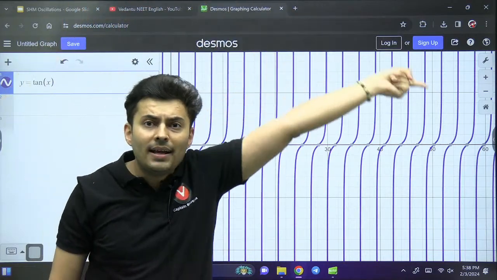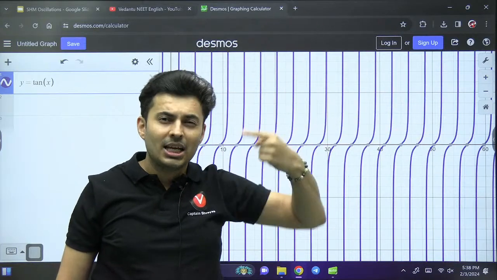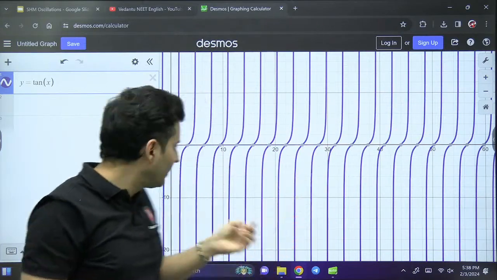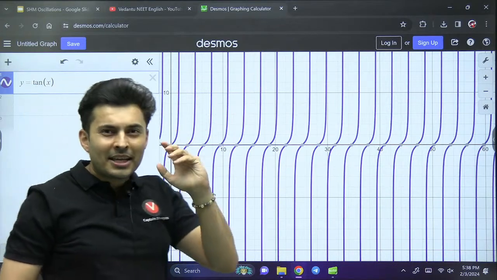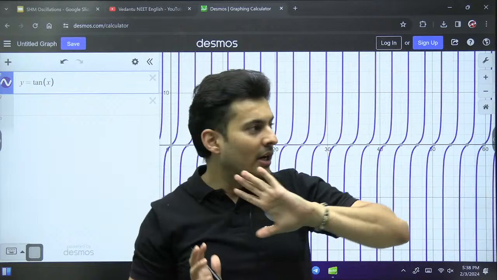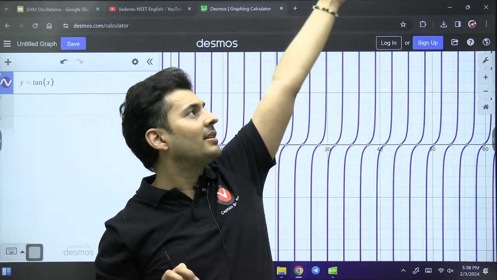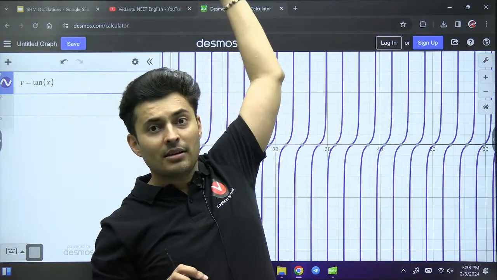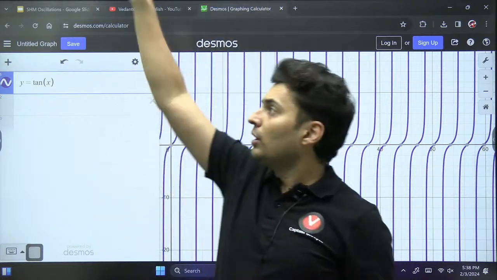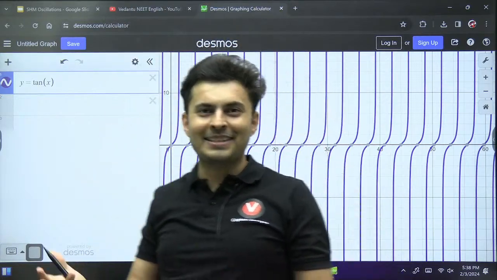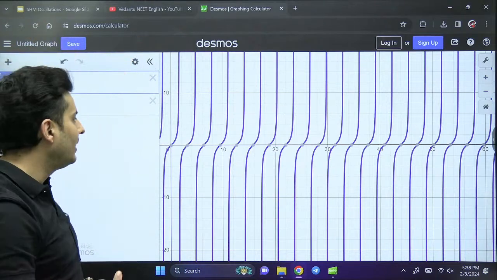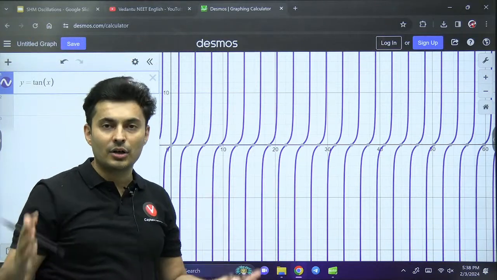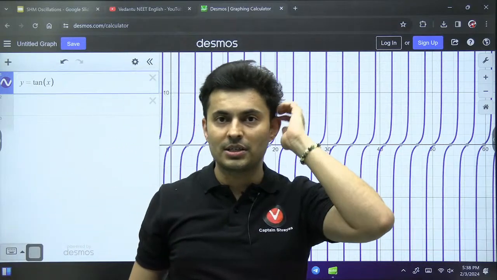And as soon as theta crosses 90 and becomes 90.1, it becomes minus infinity and comes back over here. Can this happen in real life? That you are going towards the right side, right side, right side in one dimension, and then suddenly you come from here. No, that doesn't make sense, right? So this graph cannot happen in reality. So that's why tan graphs are not chosen for periodic functions.